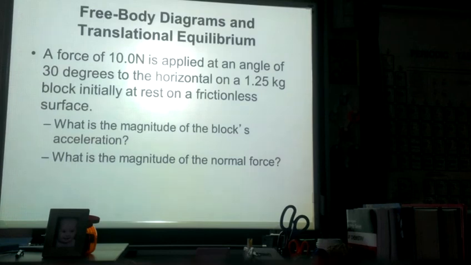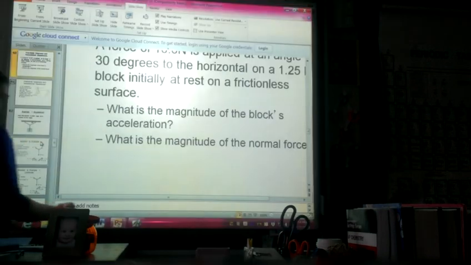This is how I want us to set up all kinds of Newton's second law problems. I need to think about the forces that are acting in the x direction, and I need to think about the forces that are acting in the y direction. So specifically, draw a free body diagram. That's my first goal, free body diagram.